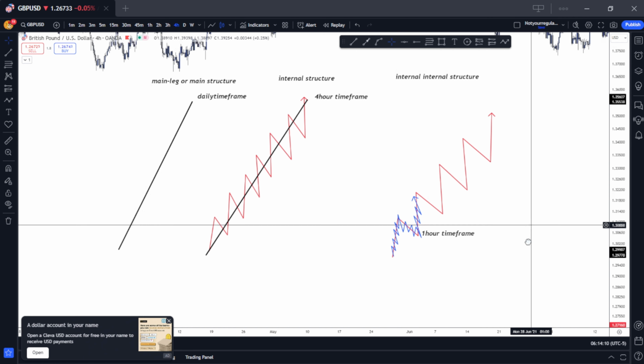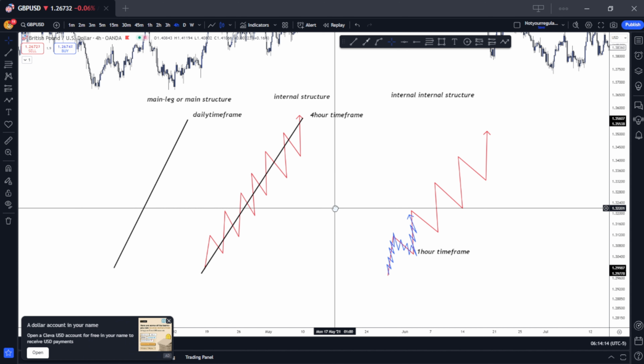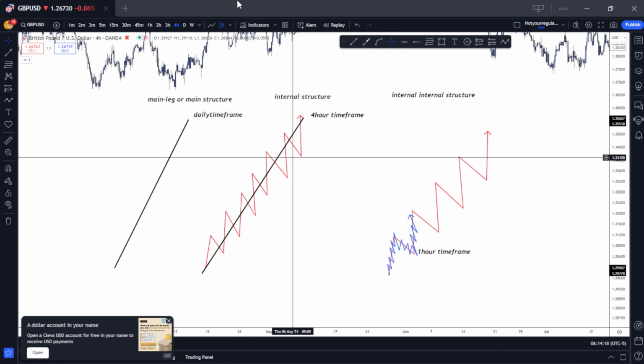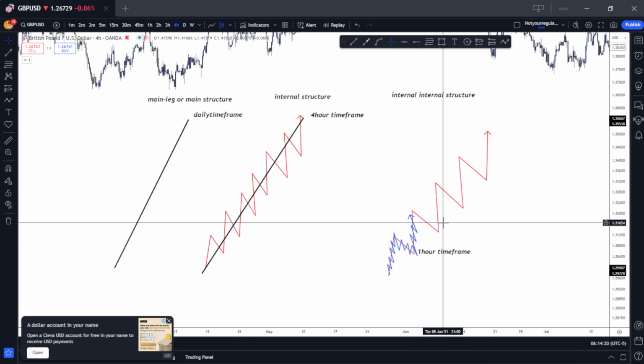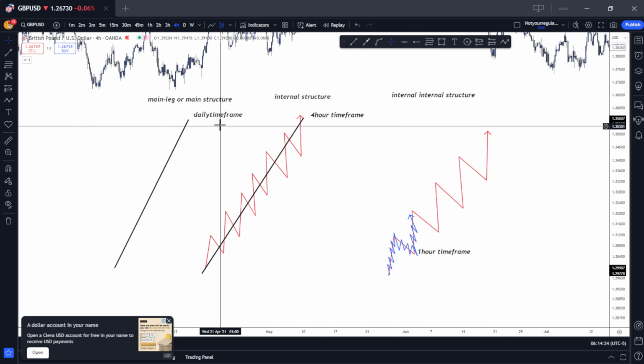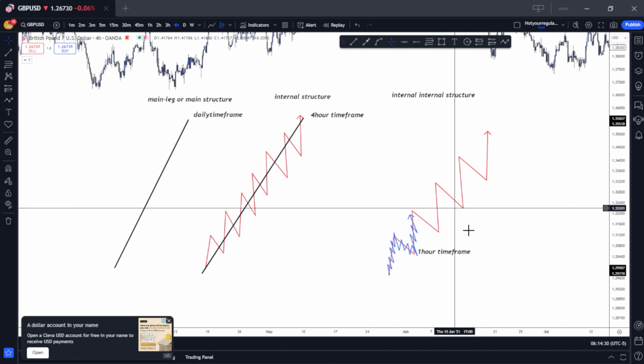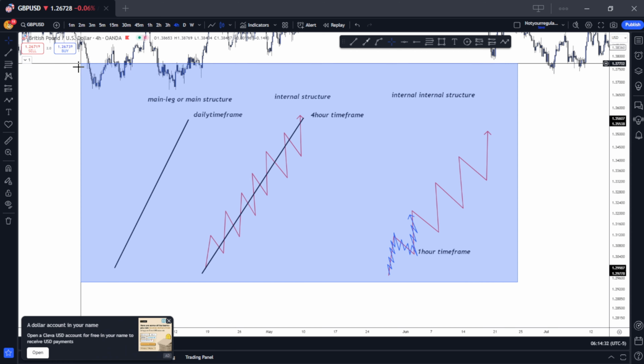So when you want to trade, I will advise you only identify your main and internal structure. You just trade with those two. So your main structure can be your daily time frame, your internal structure can be your 4 hour time frame. Let's head over to the chart. Let me explain better.